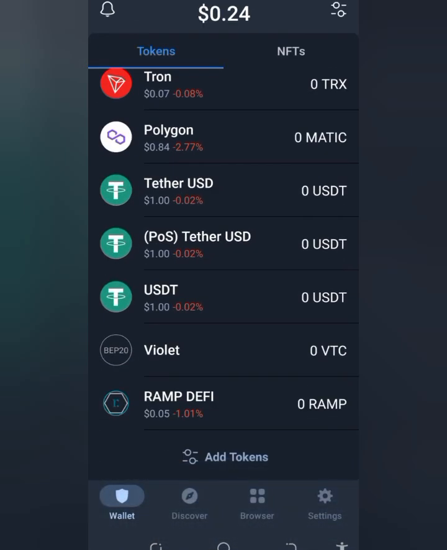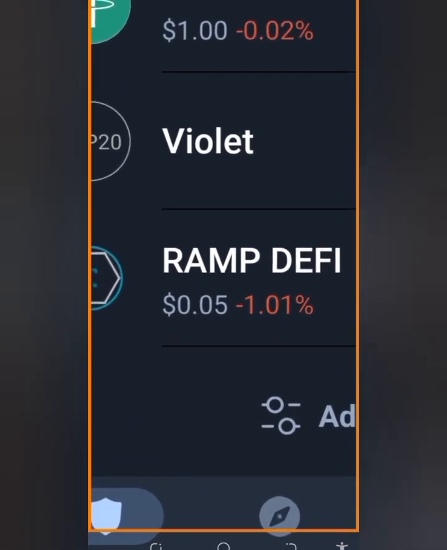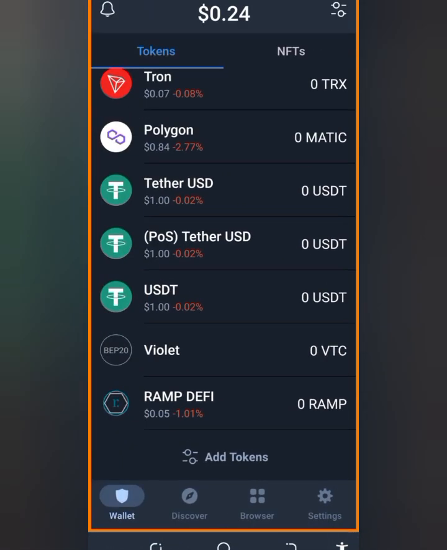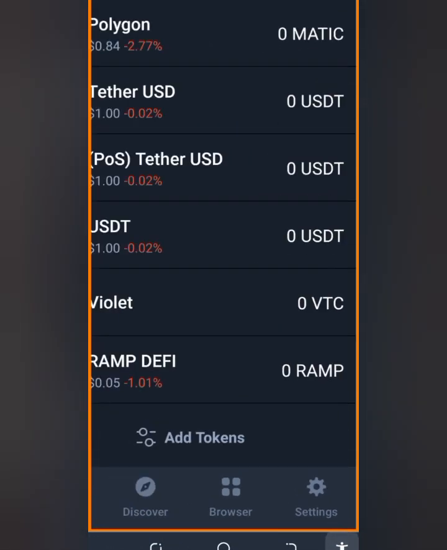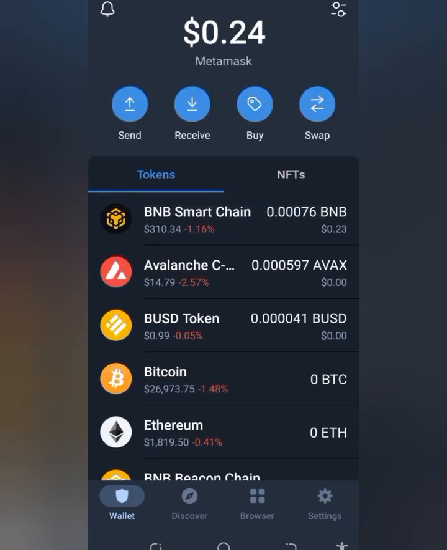As you can see here, can you see now that it's added? It's actually like 5 cents in terms of the amount. You can see I have a total of 0 Ramp here, right? So we've added it to this place. So next, we want to go to, what do they call it now?